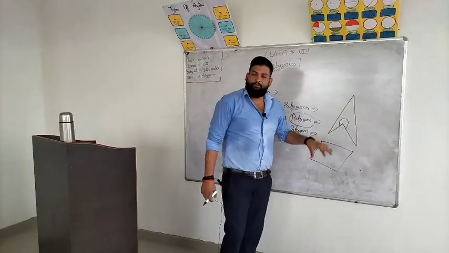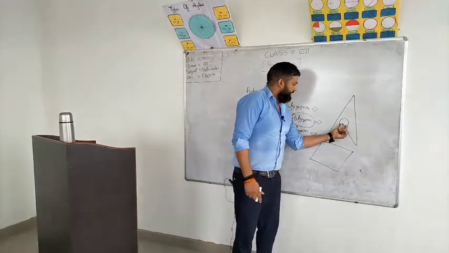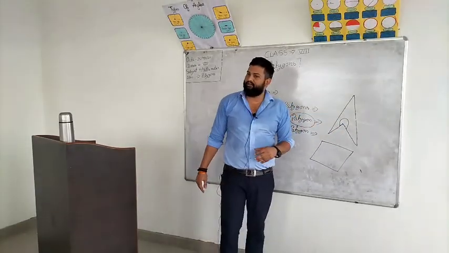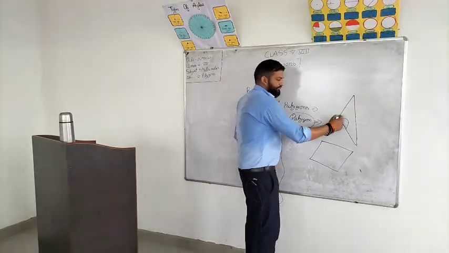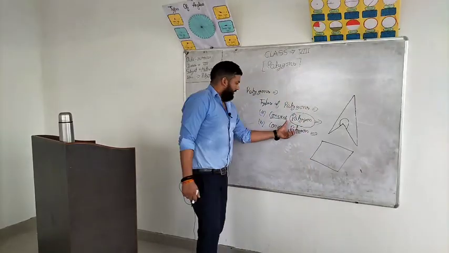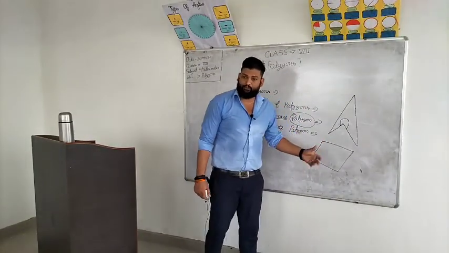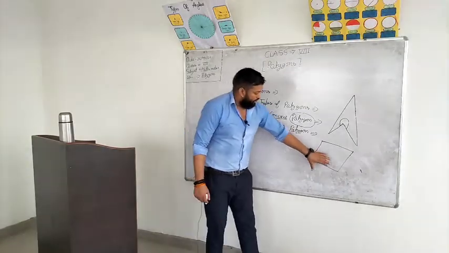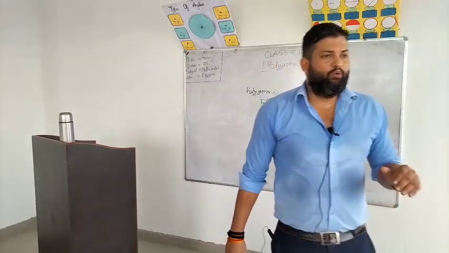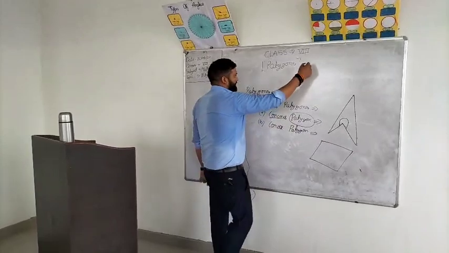Now, what is the concave polygon? It is a simple closed curve in which we find one angle greater than 180. You can say this is the reflex angle also. And what is the convex polygon? It is a simple closed figure in which each interior angle is less than 180 degrees. That is the convex polygon.